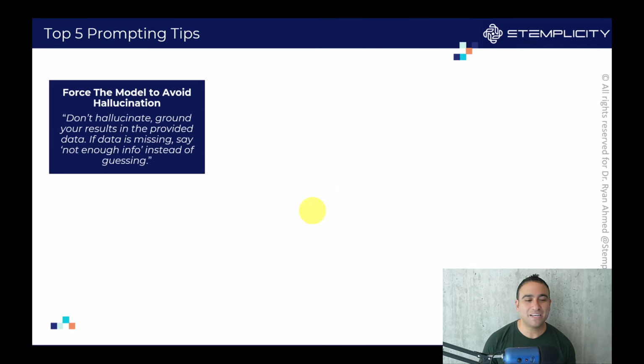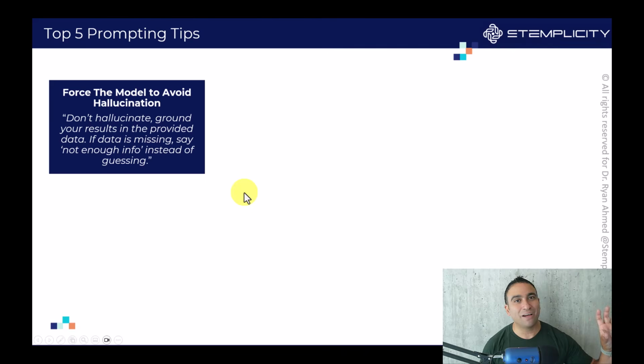The first one is you basically tell the model to avoid hallucinations. So these large language models, or LLMs, they have a creative side. So sometimes they tend to hallucinate or maybe generate outputs that are not grounded in facts. So what we do here is in the prompt itself, we can actually tell the model, don't hallucinate, ground your results in the provided data. If data is missing, say not enough information instead of guessing.